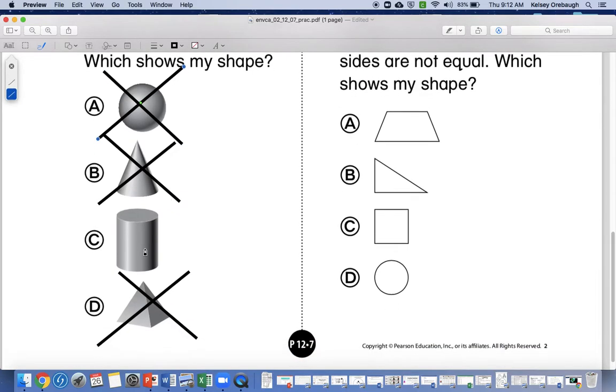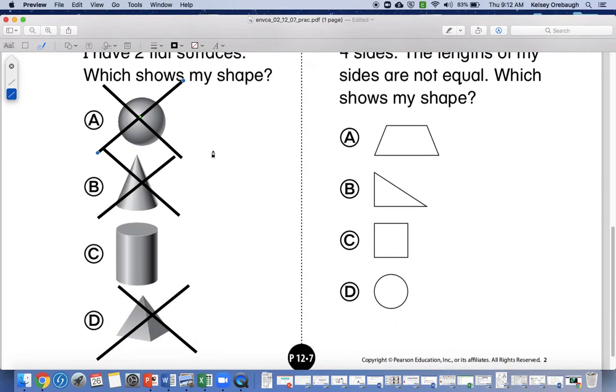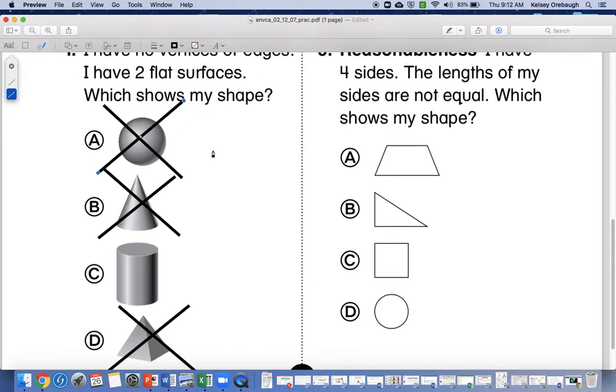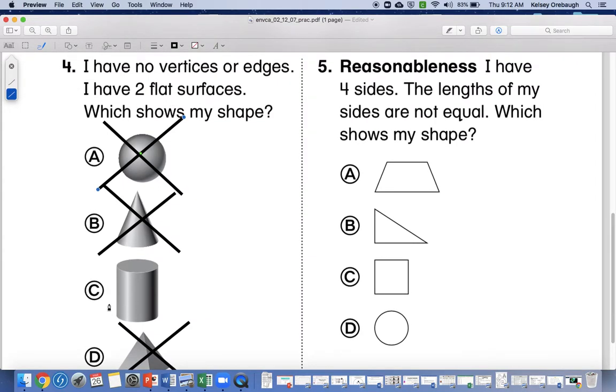Let's look at C, the cylinder, like a soup can. Does the cylinder have any flat surfaces? Yes, it has 2. One on the top, one on the bottom. The top and bottom of a cylinder are completely flat. So I can say that C must be the correct answer. The cylinder is the mystery shape. It fits all the clues. There are no vertices, no corners, and no edges on a cylinder, and there are 2 flat surfaces, one on the top, one on the bottom. So C is the correct answer.